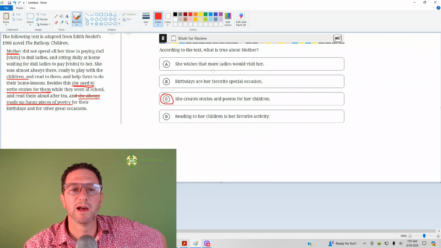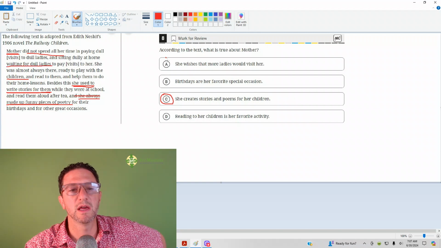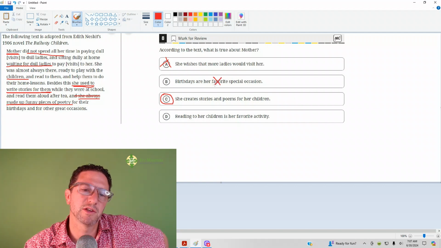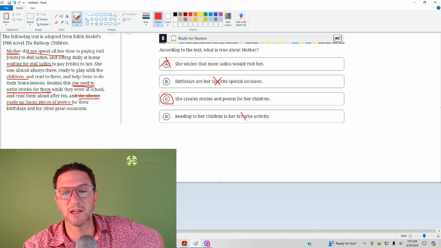And choice A, she wishes more ladies would visit her. Quite the opposite. She did not spend her time waiting for the ladies. And choices B and D are wrong, because she talks about birthdays, but it doesn't say it's her favorite special occasion. It says reading to her children, but it doesn't say it's her favorite activity.